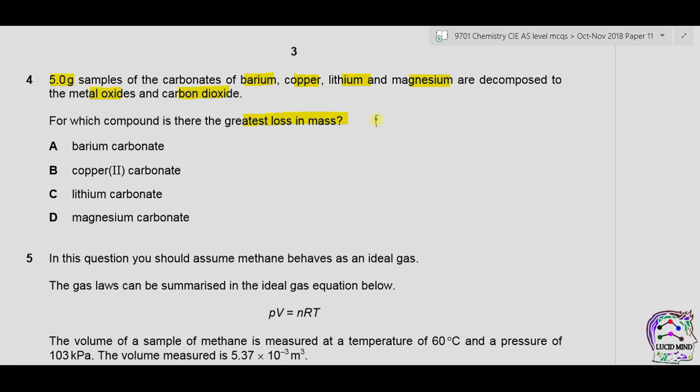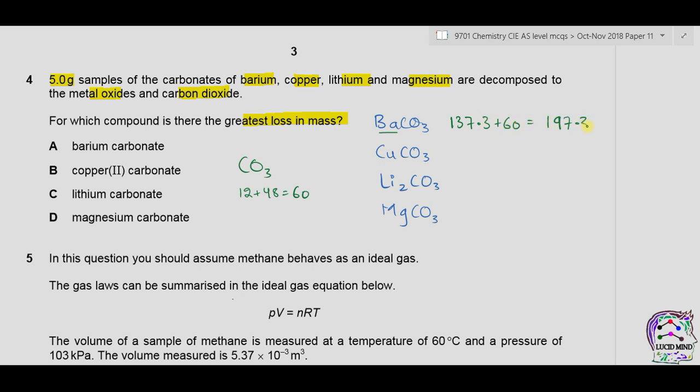We have barium carbonate, copper carbonate, lithium carbonate and magnesium carbonate. In one carbonate we have 1 carbon and 3 oxygen, so it comes equal to 60. Now from periodic table we know that the atomic mass of barium is 137.3 plus 60. It comes equal to 197.3.